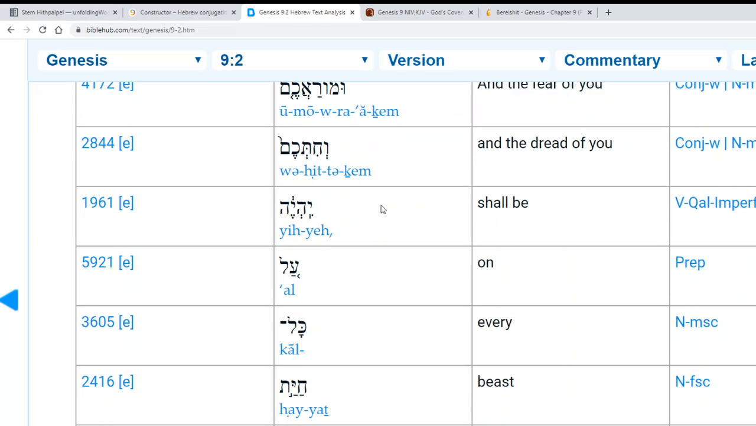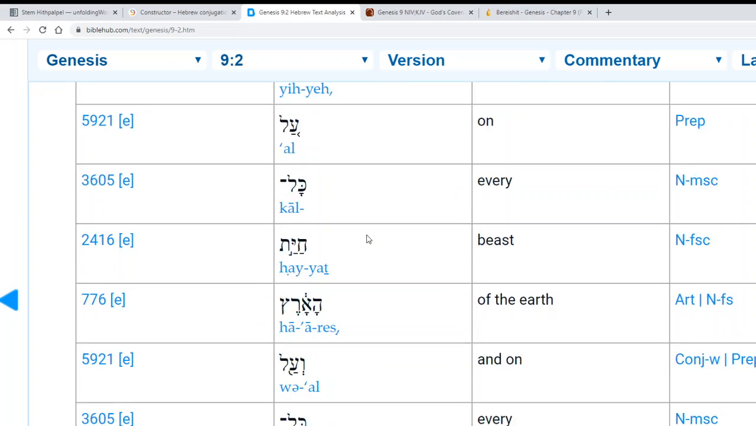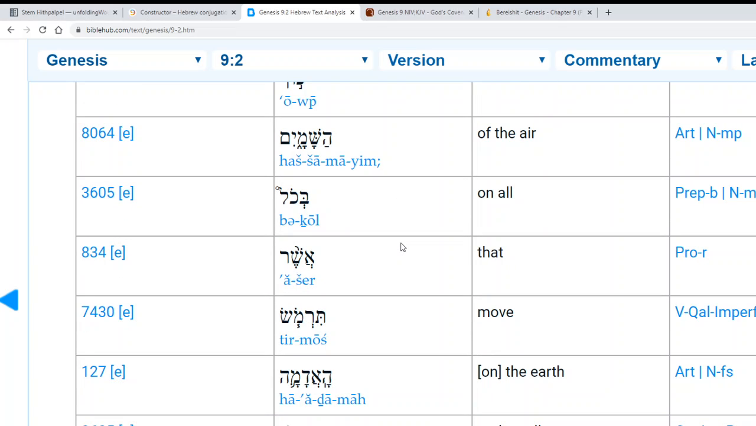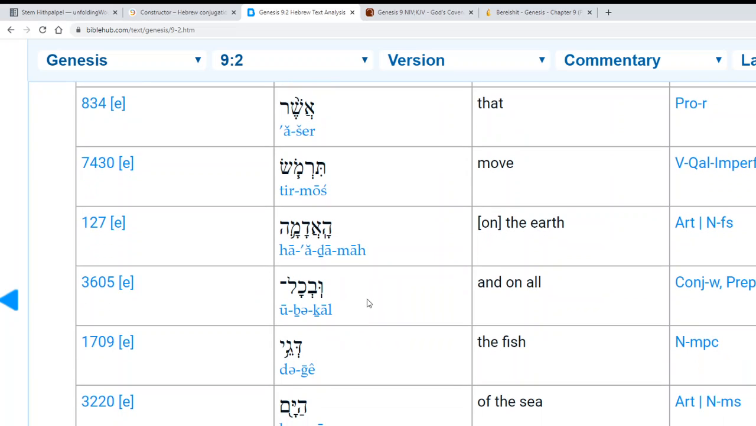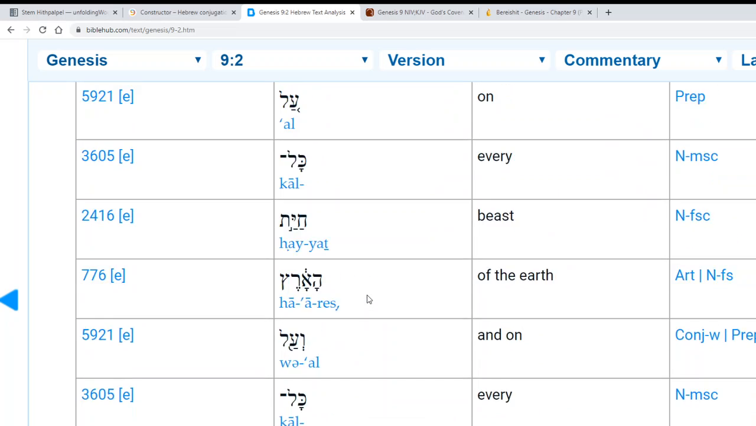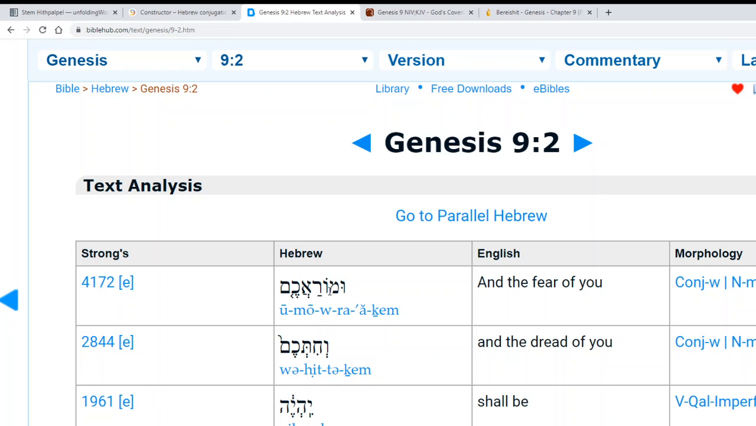9:2. Umorachem vechitchem yihye al kol chayat haaretz ve'al kol of hashamayim bechol asher tirmos ha'adama ubechol degei hayam beyedchem natanu. Okay, so conjunctive vav. So the root here, I would say, is yud resh aleph, to fear or awe, right? So morah is awe, right? Morachem. So the chaf and the mem at the end is the second person masculine plural. So your yira, I would say your awe, right?